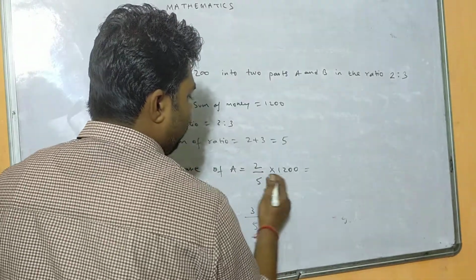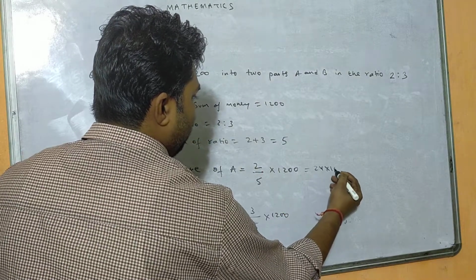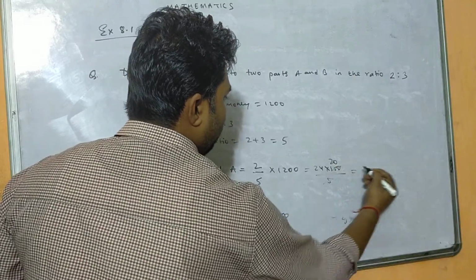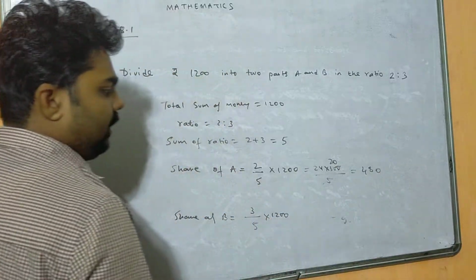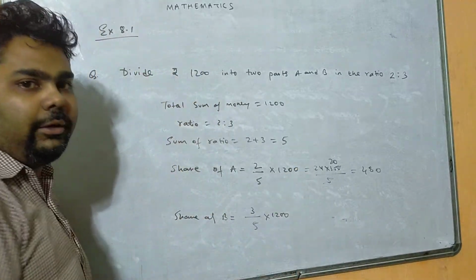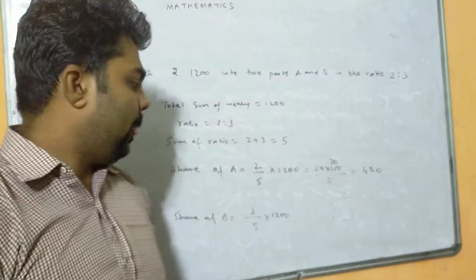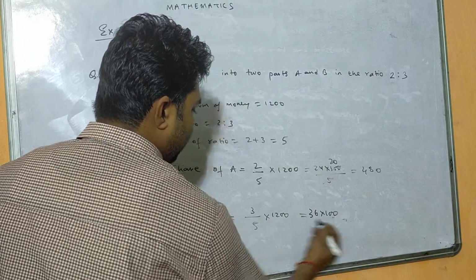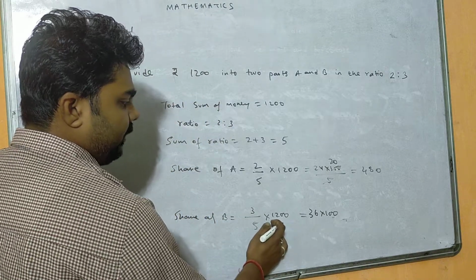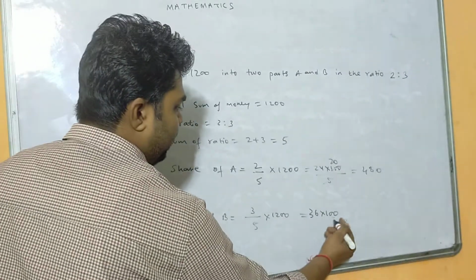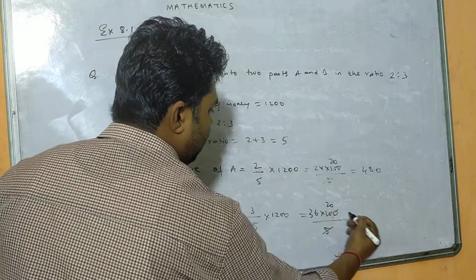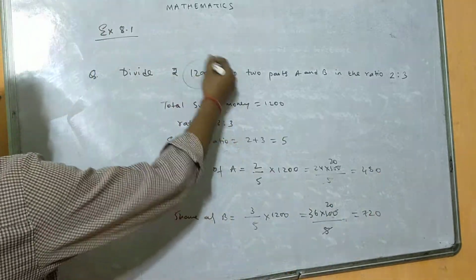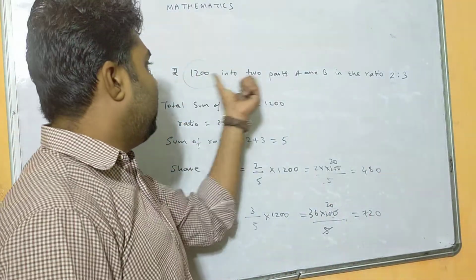So when you calculate this one, 2 12s are 24 into 100 by 5, right? So 5 20s are, now 2 4s are 8, 2 2s are 4, 480 is the answer. Or you can cut also, right? You can cancel this one and directly multiply. So similarly what I have done here, 3 12s are 36 into 100. That means actually 3 times 1200 is 3600. So I wrote 36 and 100 separately. Divided by 5. Now 5 20s are, 2 36s are 72, 720. When you add this one, definitely you will get 1200. Right? So we have divided 1200 into A and B.